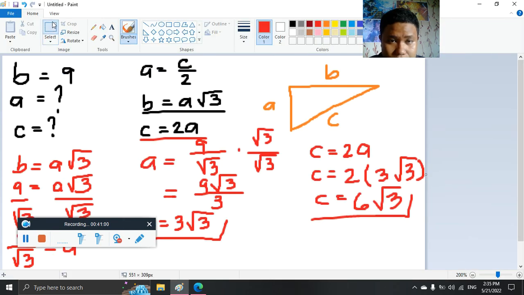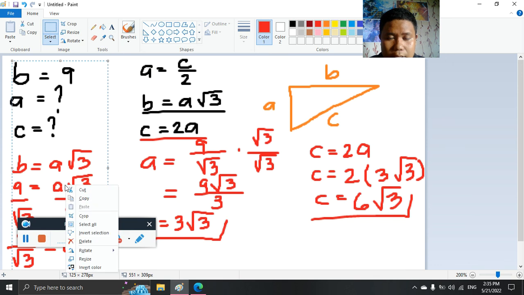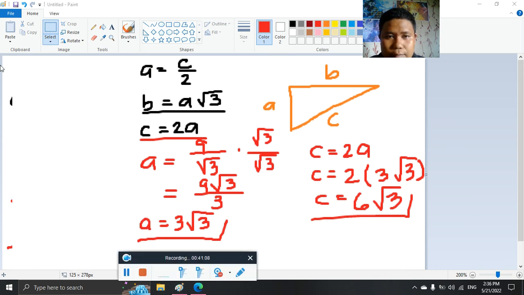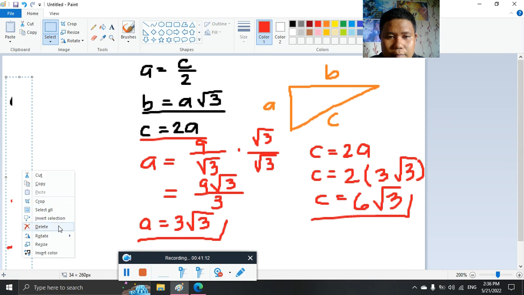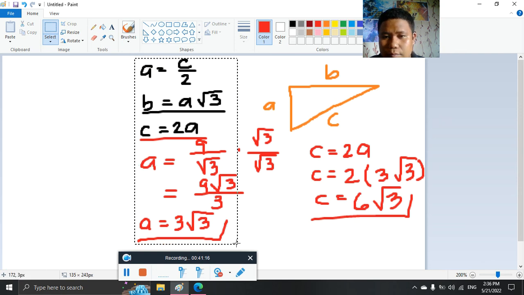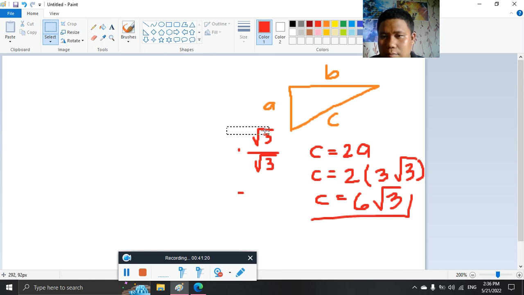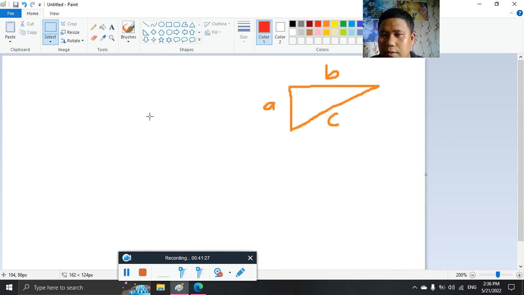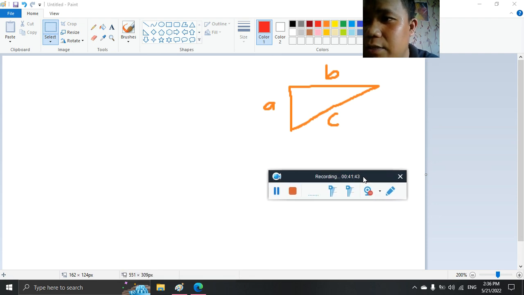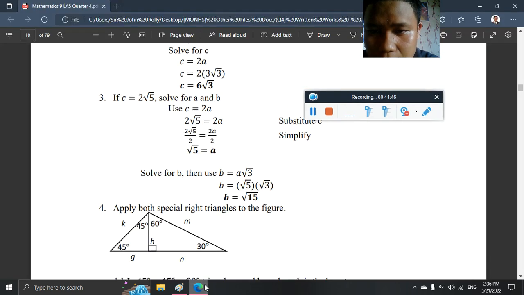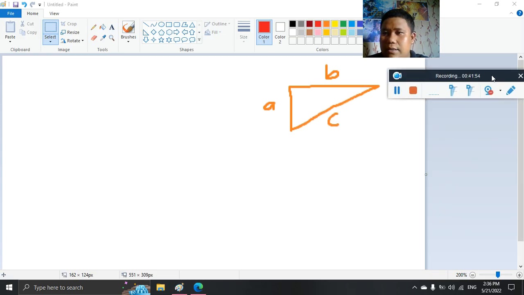Let's delete this. That part I posted earlier, so skip that part. Again, I did not edit because I was busy that day. Let's have C equals 2 square root of 5.